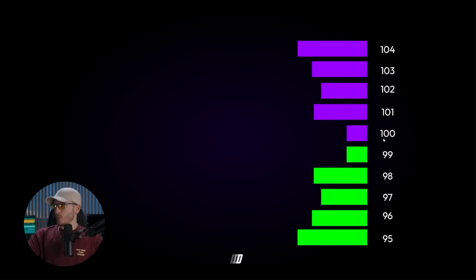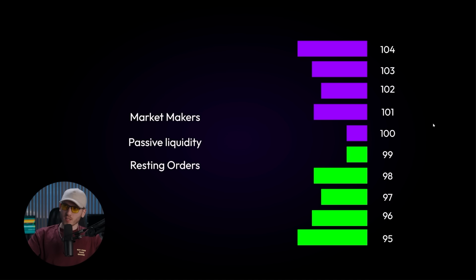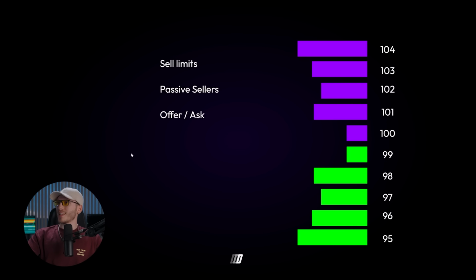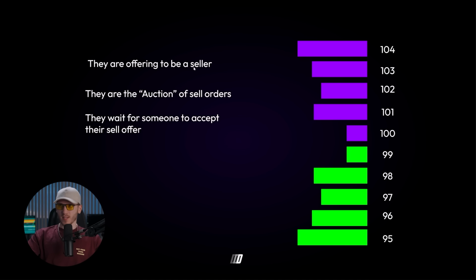Let's say this is the supply. We call these market makers or passive liquidity, also resting orders. And they're displayed in the so-called order book or market depth. And up here, you basically have sell limits or passive sellers. This is called the offer or the ask. And these orders are offering to be a seller. They are the auction of sell orders.